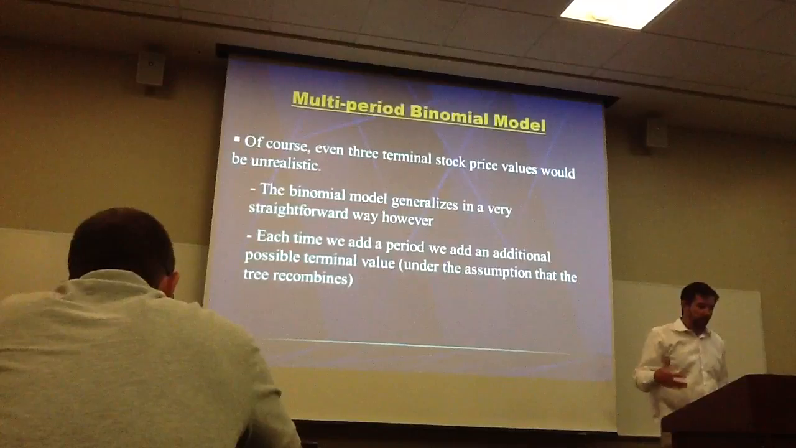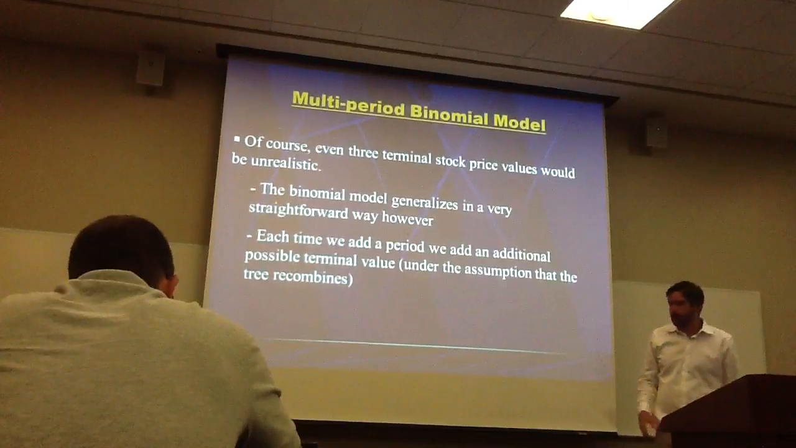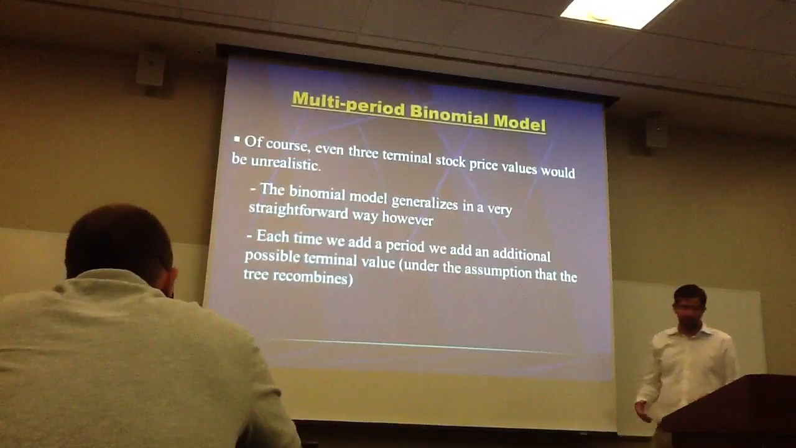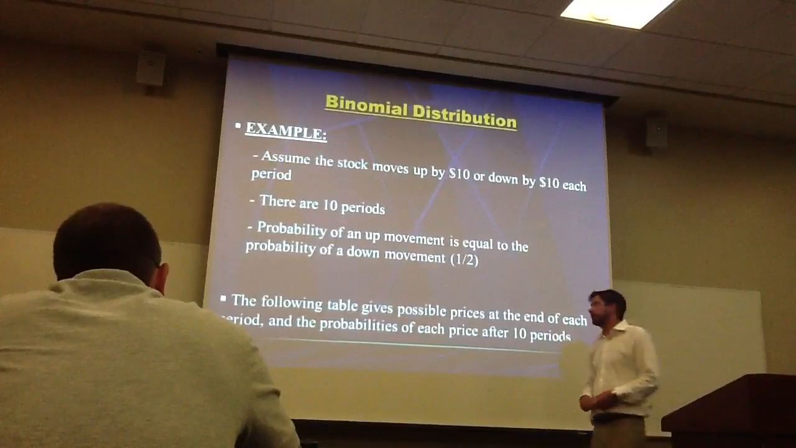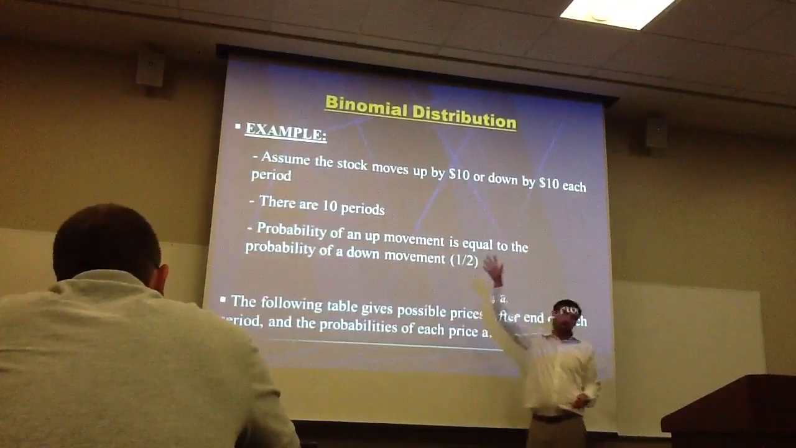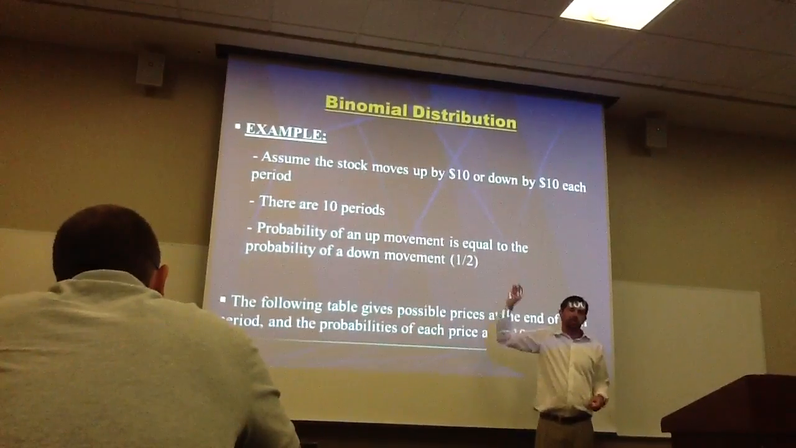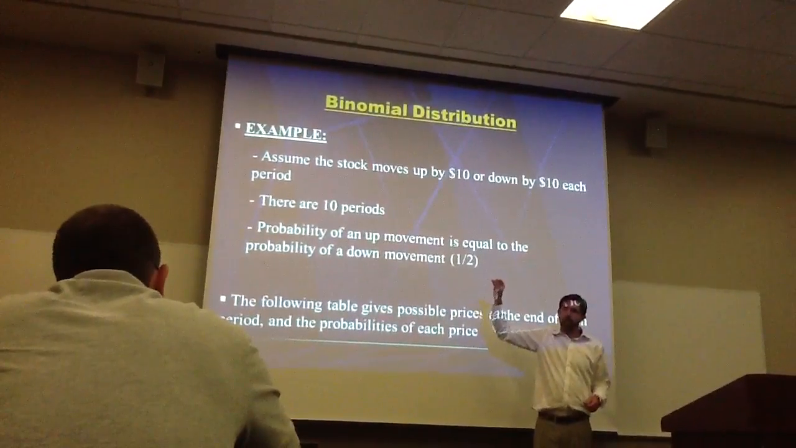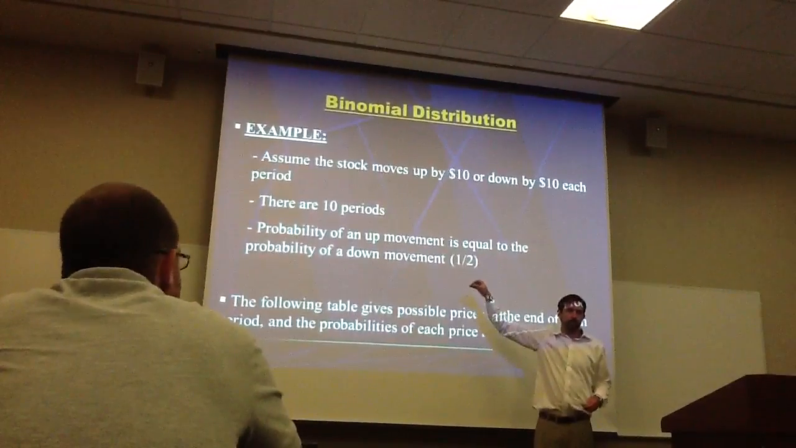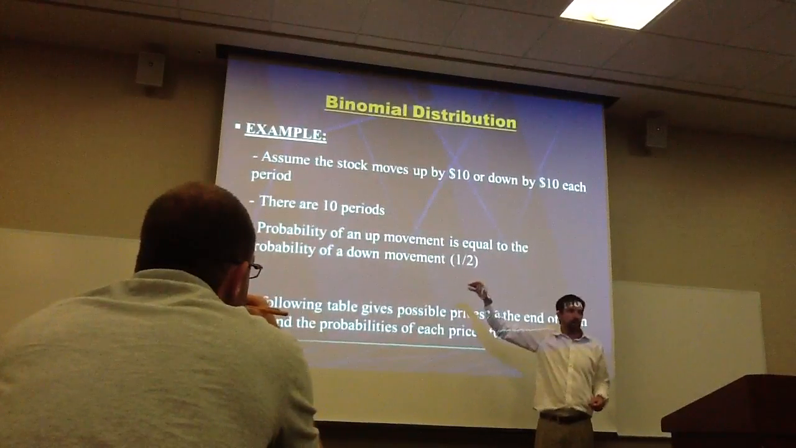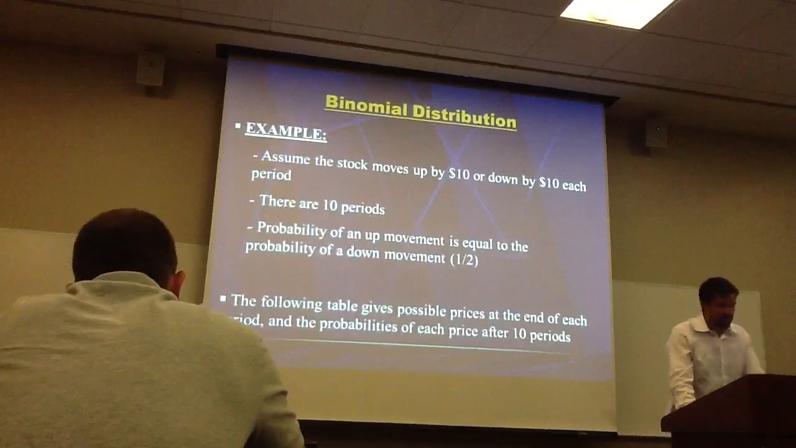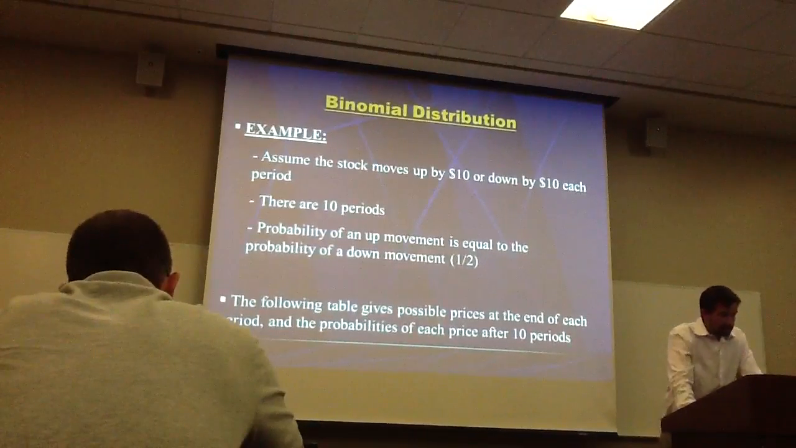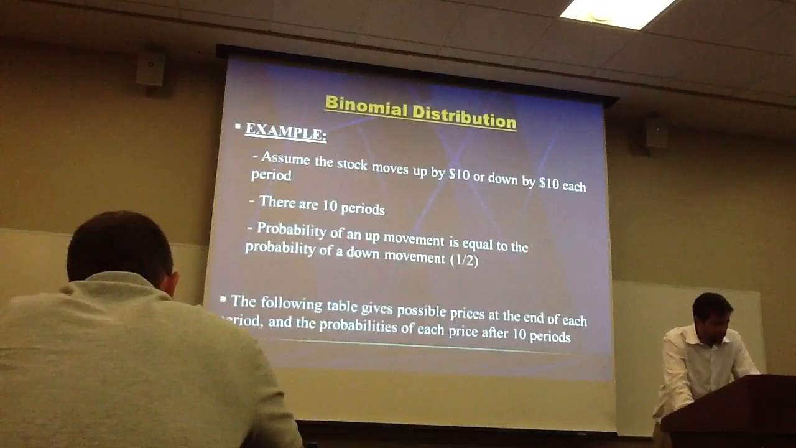Now, if we add more and more periods, sometimes we can get to something that approaches feasibility. Assume that the stock moves up by 10 or down by 10. Now, there's a big mistake in this up by 10 or down by 10, because as the price changes, right, it's much more common for a $200 stock to move up by $10 than it is for a $50 stock to move down by $10. But let's just assume that this is the case, and we end up with 10 periods. In both cases, the probability of the up movement is equal to the probability of the down movement, so we have a 0.5 times 0.5.